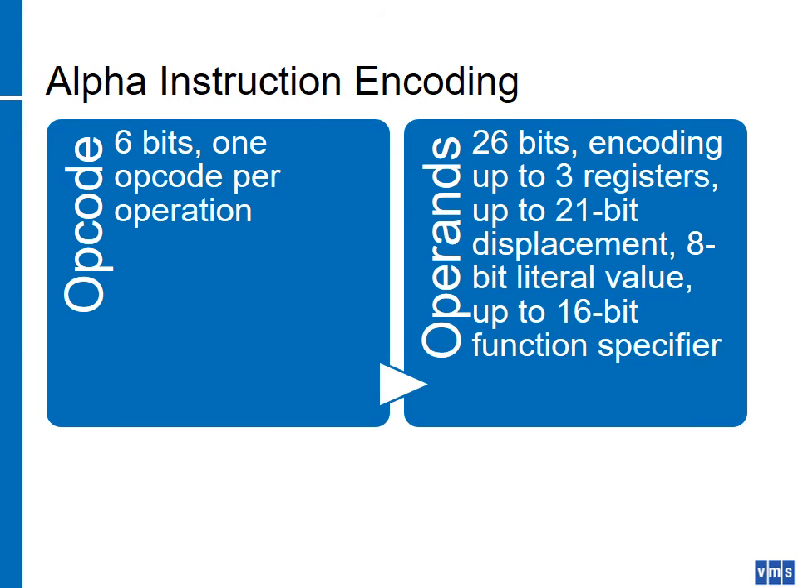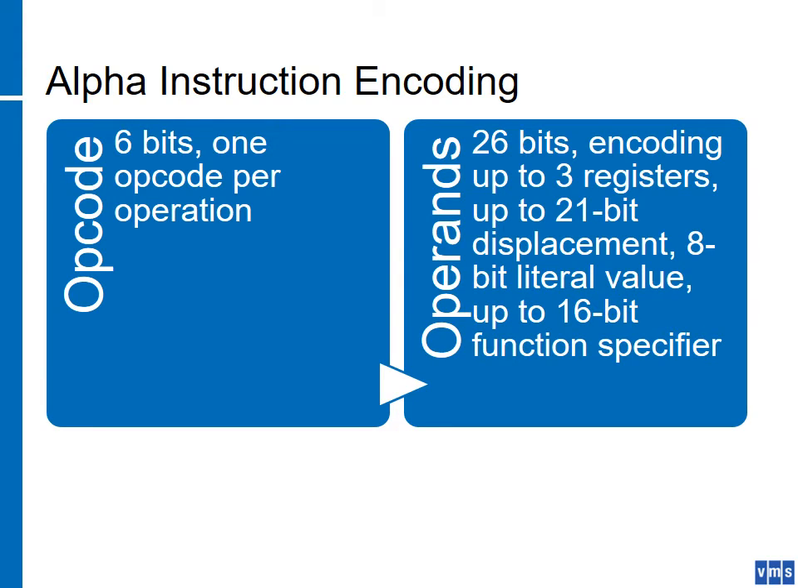Alpha, of course, instructions are always 32 bits long. The first 6 bits of those are an opcode. And the operands are encoded in the remaining 26 bits. So here we can encode up to 32 registers. There can be a 20-bit displacement in there. It can contain an 8-bit literal value.